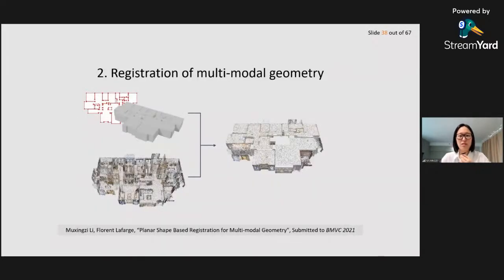Now, let's proceed to the registration of multimodal geometry. The algorithm takes as input a surface mesh and a point cloud. The relative scale between them is unknown. The output is a similarity transformation that aligns the pair.